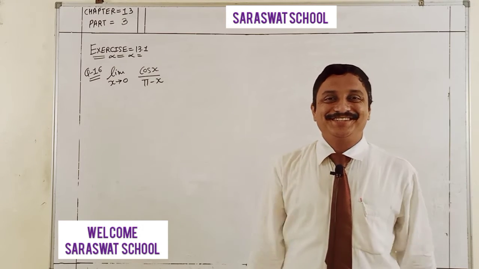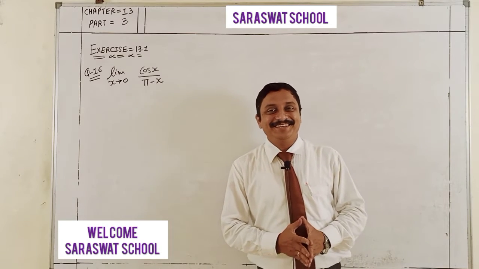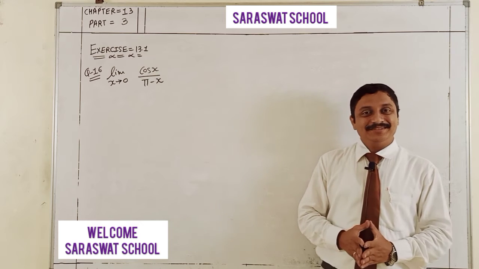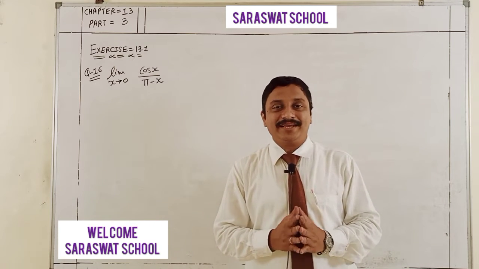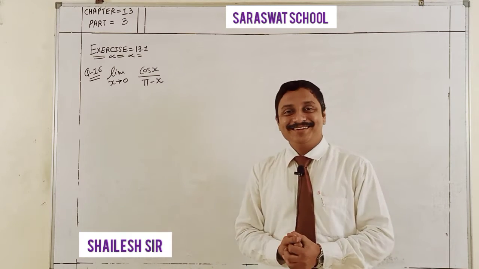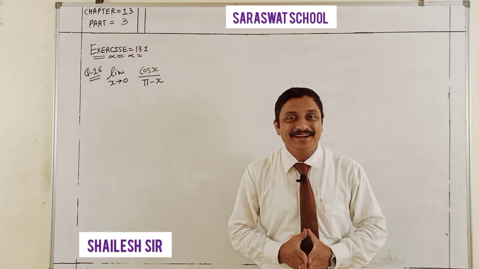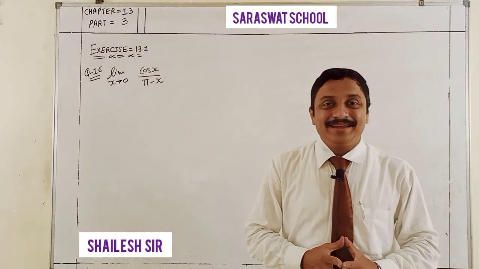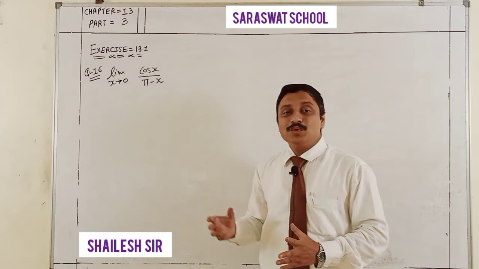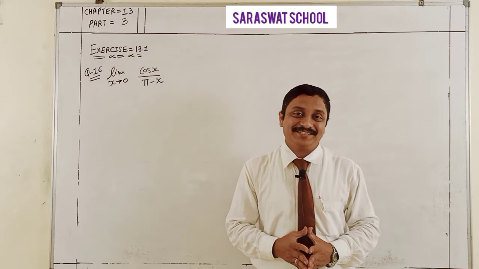Hello students, welcome to chapter number 13, Limits and Derivatives. Today I continue our exercise 13.1, question number 16 related to our limits questions. In question 16: limit x tends to 0, cos x by (pi minus x).